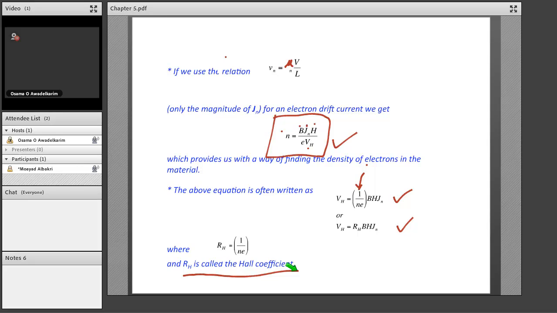So the Hall coefficient for any semiconductor with a certain concentration of free carriers has a specific Hall coefficient, R sub H. And this Hall coefficient is 1 over the density of free carriers times the charge of each carrier.